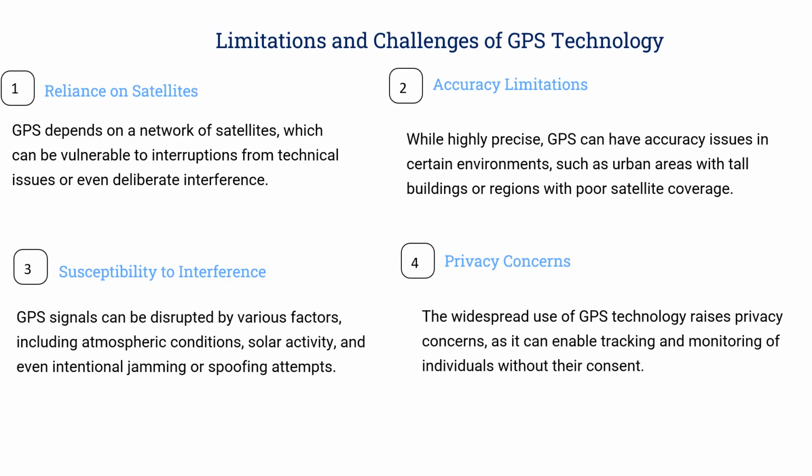The limitations have already been summarized, like the accuracy limitation and the susceptibility to interference. There is also over-reliance on satellites, which can be vulnerable to interruption from technical issues. In addition, there are privacy concerns, as GPS can enable tracking and monitoring of individuals without their consent. So these are some of the limitations and challenges of modern GPS technology.